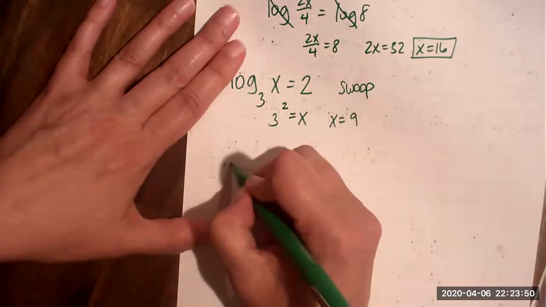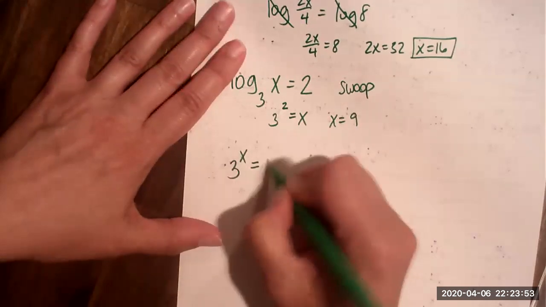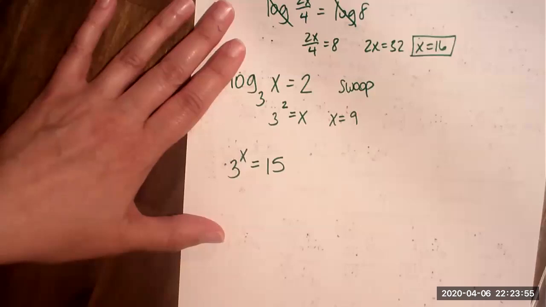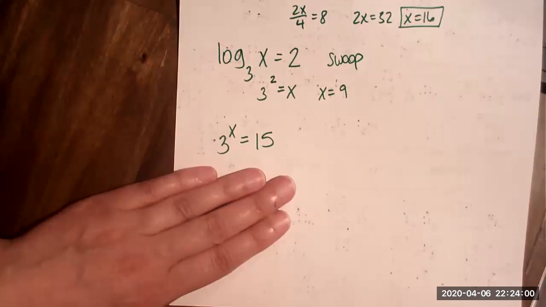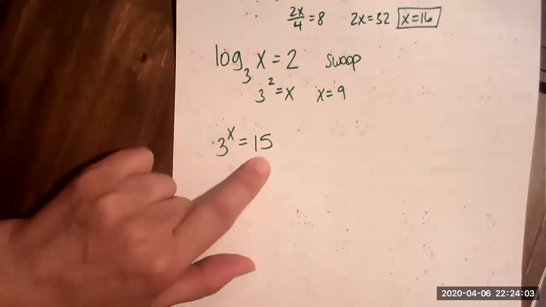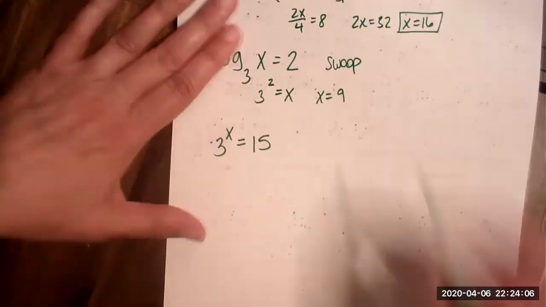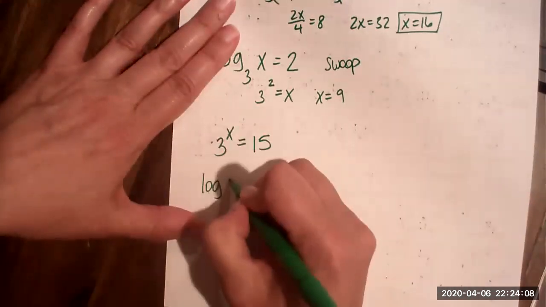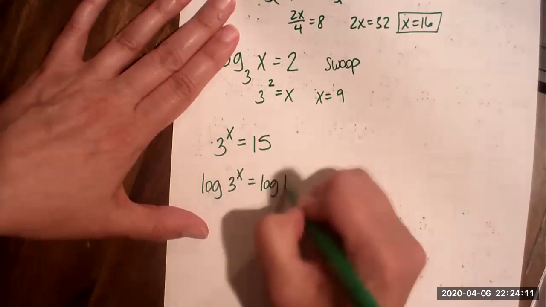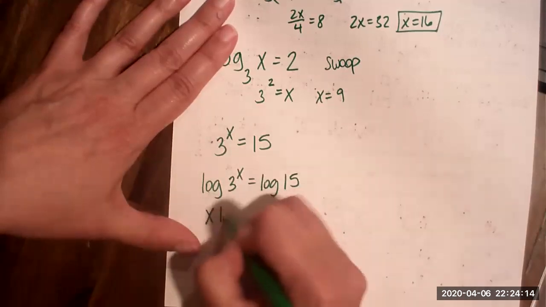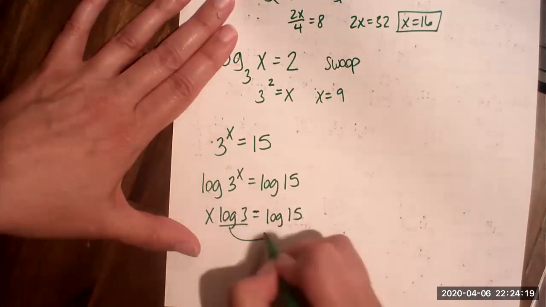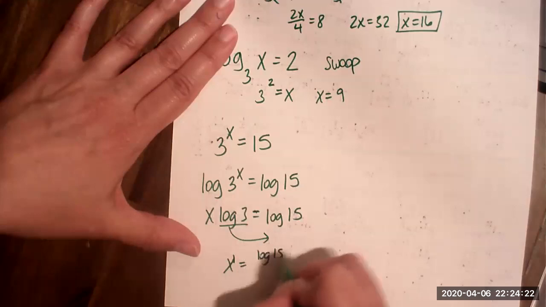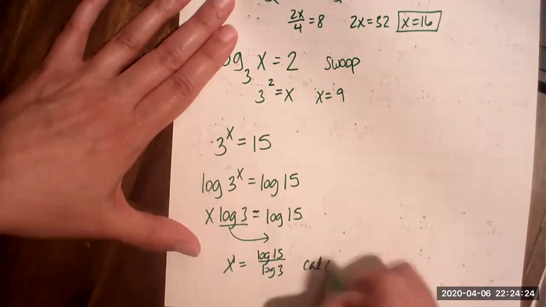Okay? Then we have the kind where we had something like 3 to the x equals 15. There's no logs in the problem at all, but we can't figure it out. If you can figure it out, great. If you can make this into a power of 3. But if you can't do it, that's when you log both sides. Log 3 to the x equals log 15. Bring the x to the front. Divide this under here. Log 15 divided by log 3, and you go to your calculator and you get a decimal.